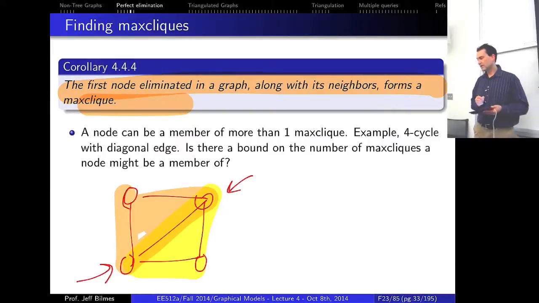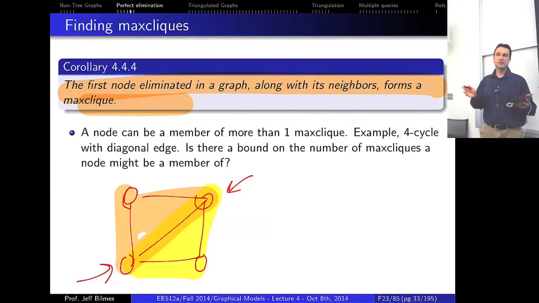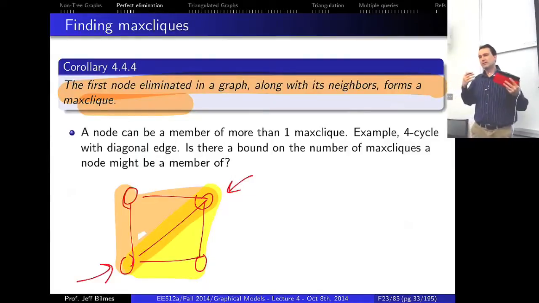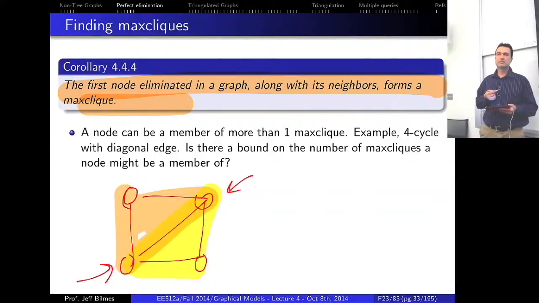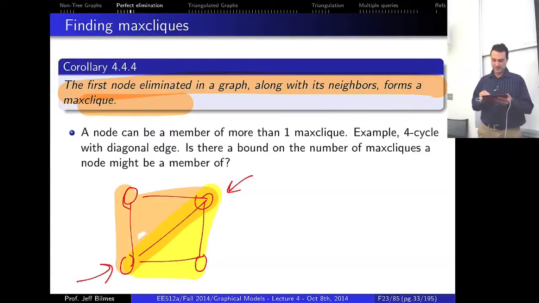Let me ask you another question. Is there a bound? I mean, obviously n is a bound, but is there a bound strictly less than n on the number of max cliques that a node might be a member of? It should be its degree. It's like its degree, that's right. N minus 1. Yeah, this is exactly right.